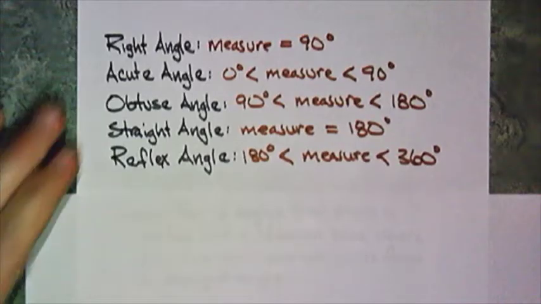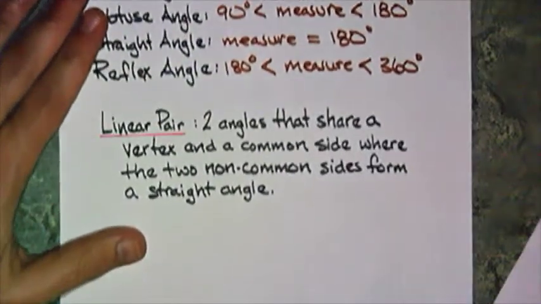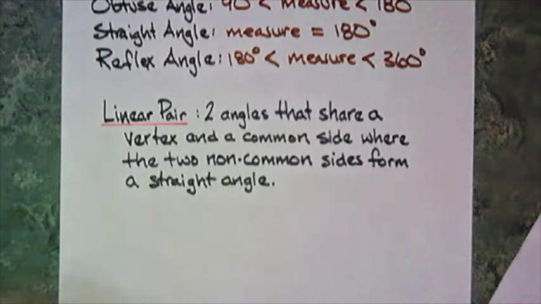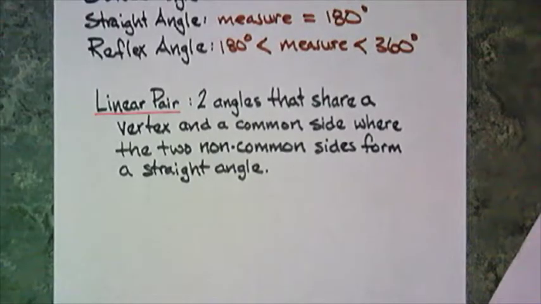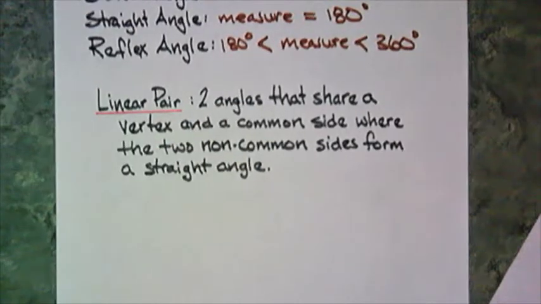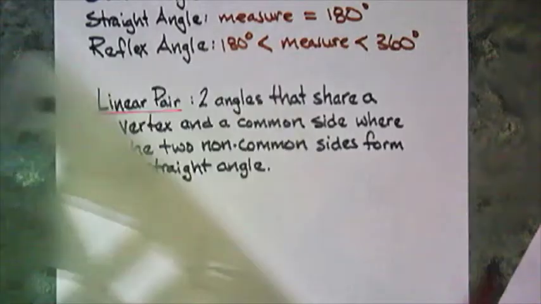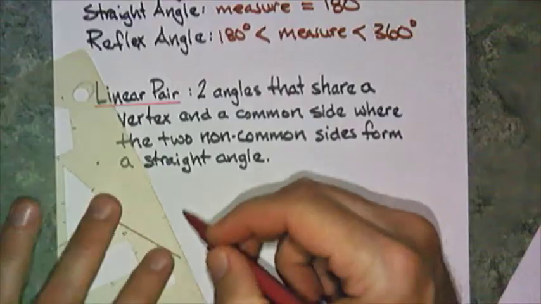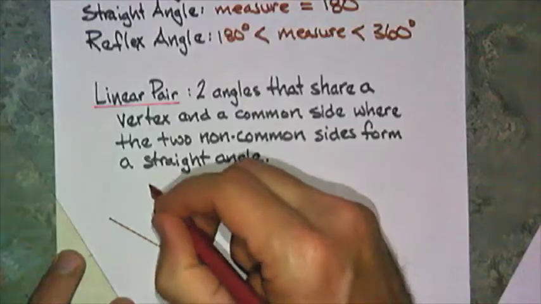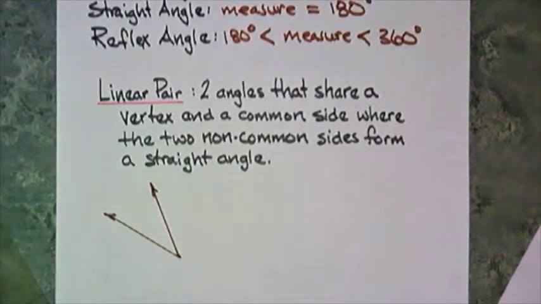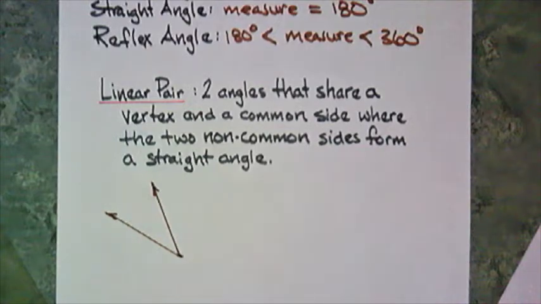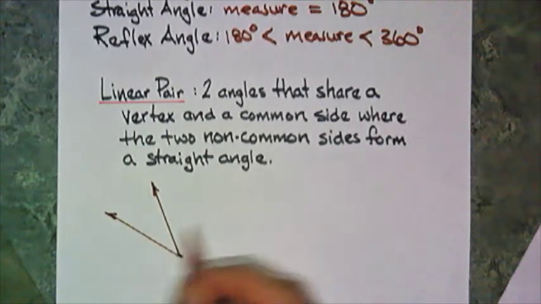All right? Now, let's go for another word here. Okay, linear pair. So we're talking about two angles now that share a vertex and a common side where the two non-common sides form a straight angle. So I'm already starting to use some of the words that I have introduced. I have two angles. And of course, we remember from last time, an angle is made from a set of rays that share a common endpoint, and that's the vertex. So there is one angle.